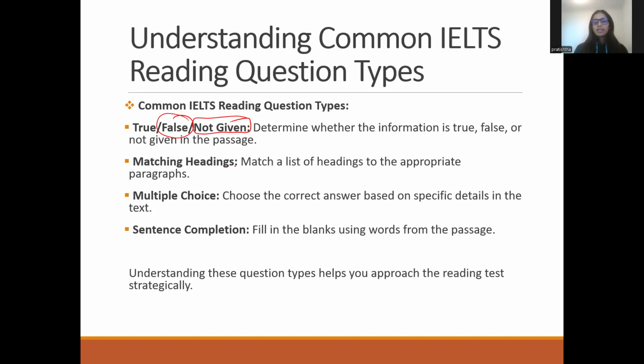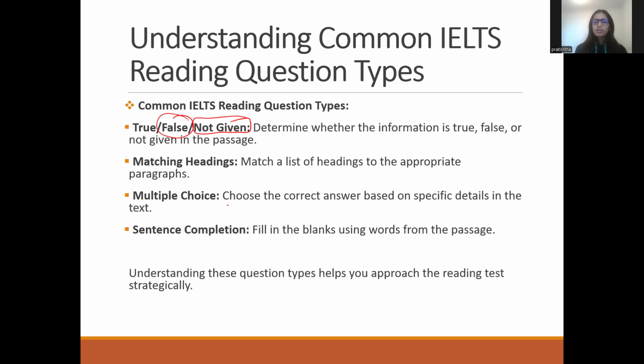Then you have matching headings. So you will match a list of headings to the appropriate paragraphs. Again, different headings would be given. It's almost like a title or a small line about it, and you have to match it to different paragraphs, based on how different paragraphs work.